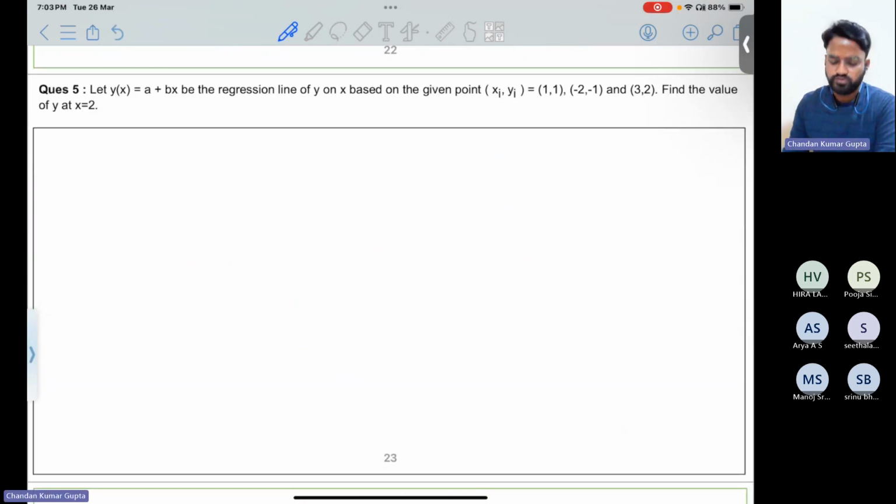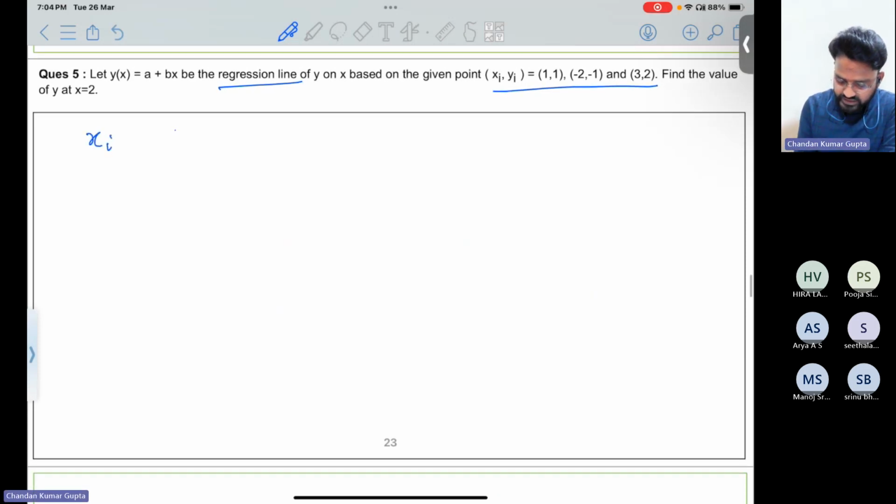Okay. Now the next question: let y equal to a plus bx be the regression line of y on x based on the given points. These are 3 points. We need to calculate the value of y at x equal to 2. So the regression line is as given already.